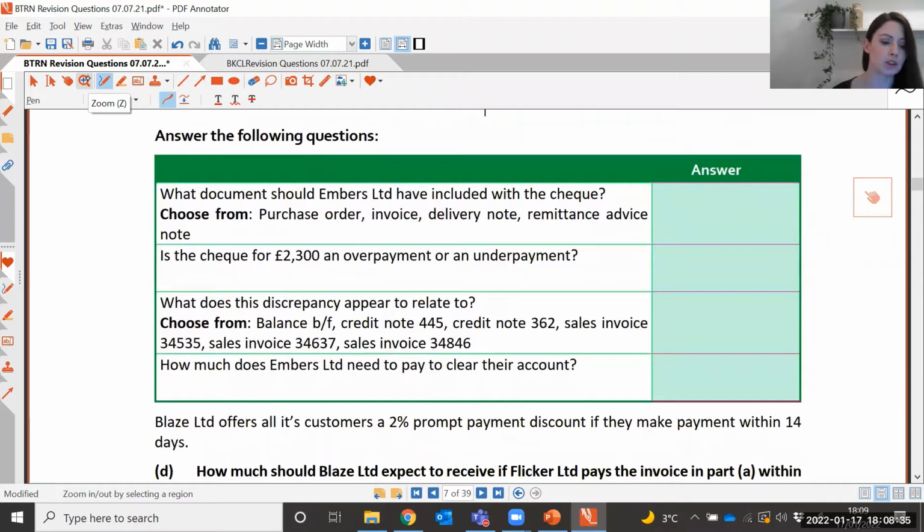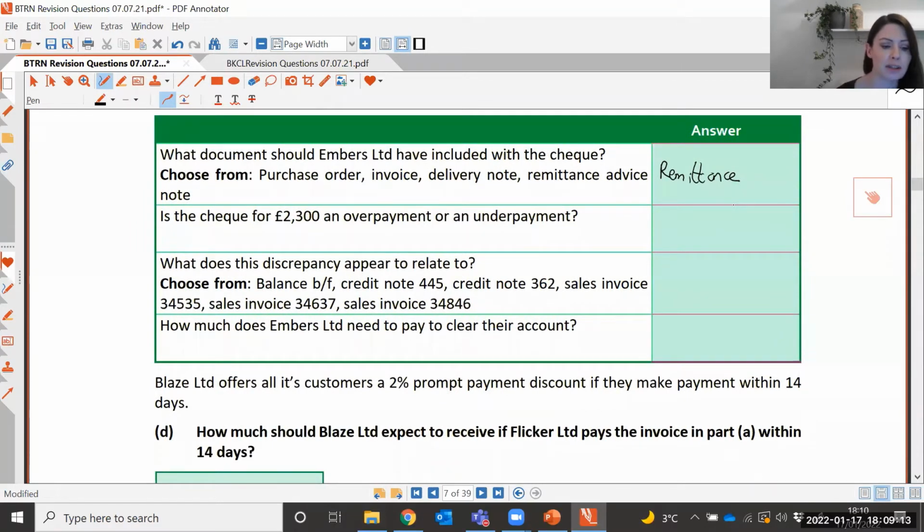So what document should Embers Limited have included with the cheque? So with a cheque, what document would accompany that cheque? Would it be a purchase order, an invoice, delivery note, or a remittance advice note? Yeah, remittance advice note, good. But just remember, a remittance advice note accompanies payment, and it just advises what invoices, what credit notes have been accounted for within that payment.